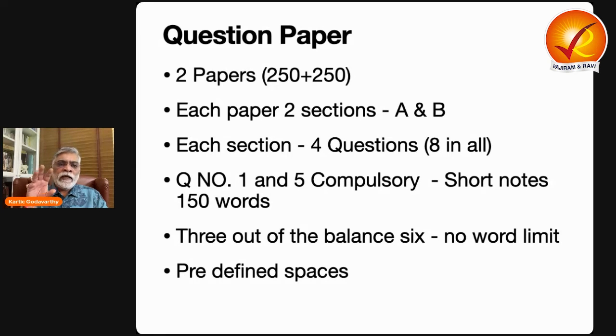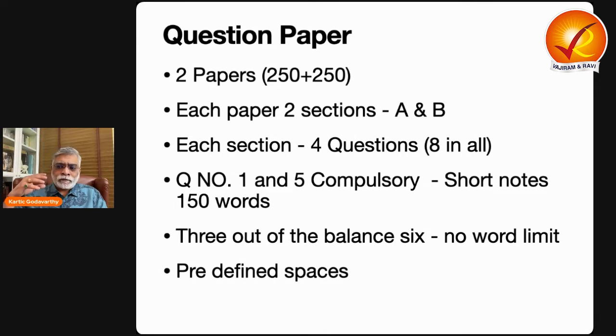And each paper is again divided into two sections. In each section, you will have four questions. Overall, you're supposed to attempt five questions. But question number 1 and 5, that is the first question in Section A and the first question in Section B, are compulsory. There will be short notes with internal choice. And out of the balance, you have to pick any three and write. And there is no word limit.